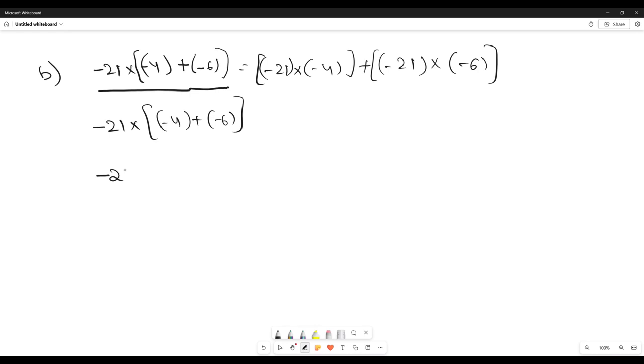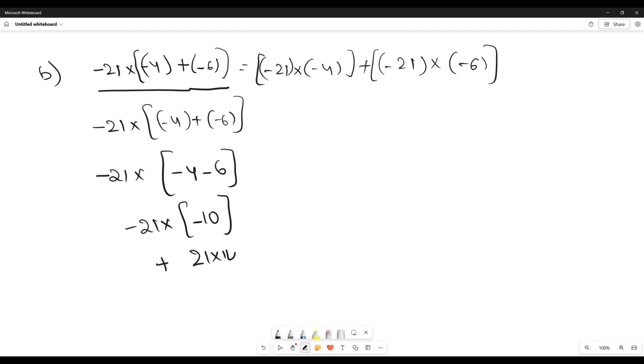First minus 21 as it is. Let's remove the brackets. Minus 4 plus into minus, always minus. So minus 21 into 4 plus 6, 10, and the negative. Minus into minus plus, 21 into 10. So 21 into 10 is 210.